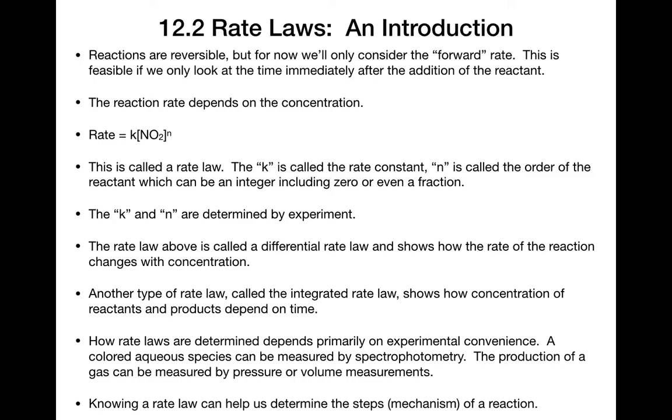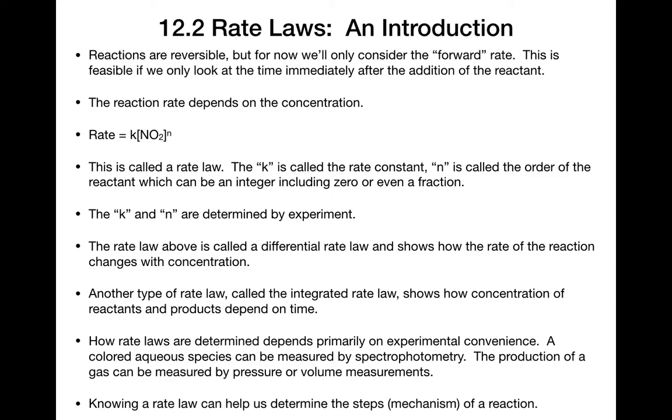We find the reaction rate depends on the concentration, but the way it depends on the concentration can vary. Typically, we write the rate law, which we also call the rate equation, as rate equals k, something we call the rate constant, times the concentration of the reactant, or reactants, in this case just the reactant NO2, raised to a power of n. In this case, n is the power of NO2's concentration.